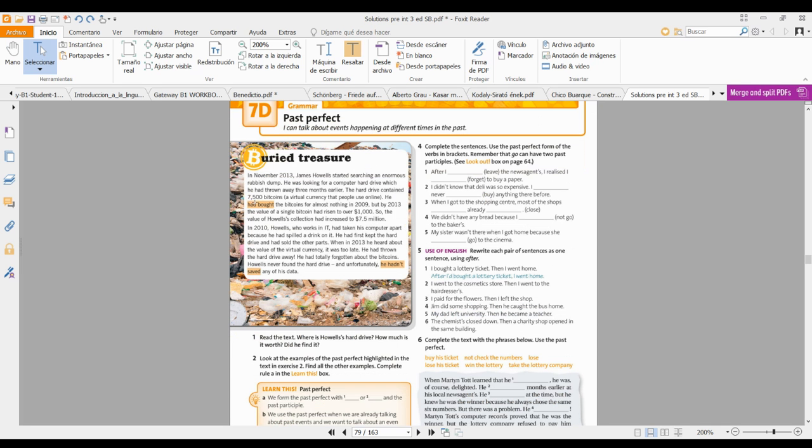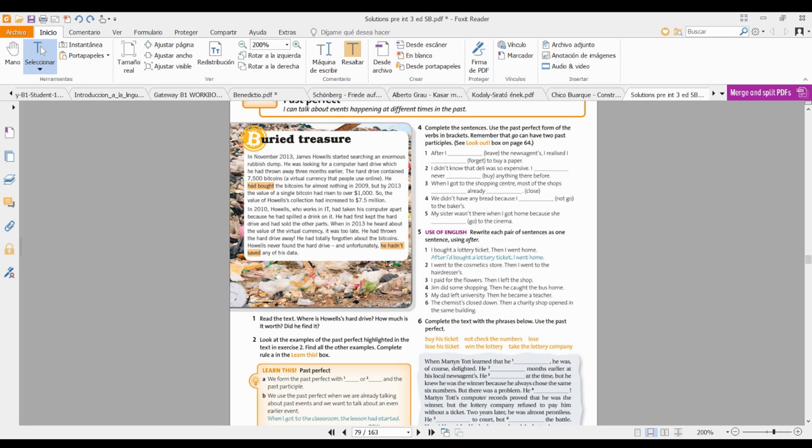Yes. So let's look first at the two examples that have been underlined. Past perfect, perdón. Dice, he had bought the bitcoins for almost nothing in 2009. Yeah. So this story is set in the year 2013. O sea, ya está situada en el pasado. Y cuando nos cuentan esta historia, nos cuentan algo que ocurrió en un pasado anterior al pasado, o sea, el pasado sería 2013, y nos dice que él lo había comprado, had bought the bitcoins in 2009. Yes?